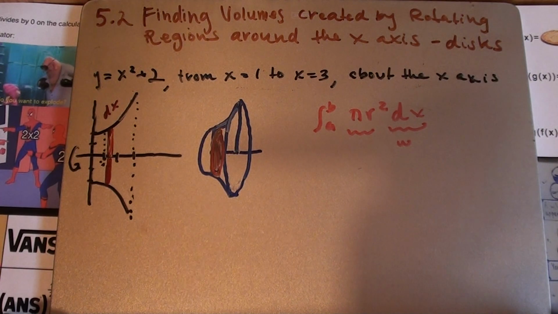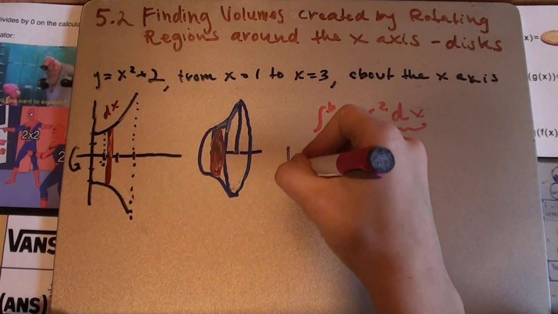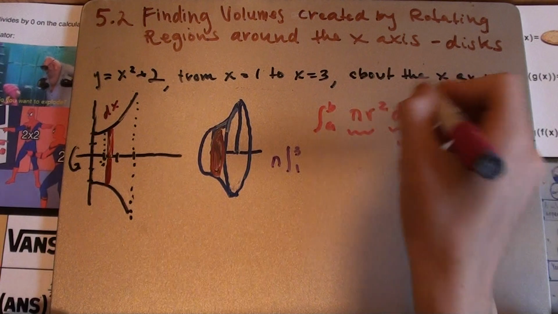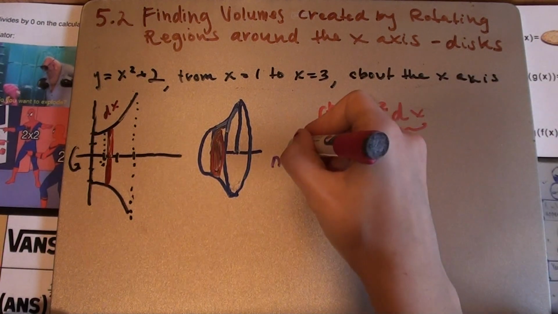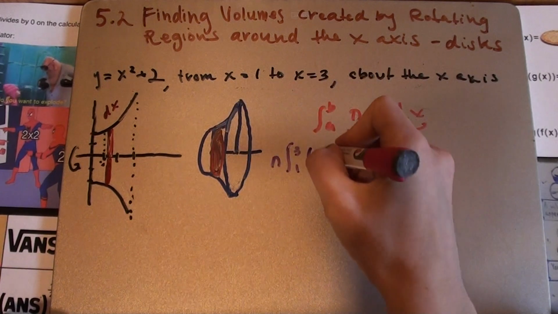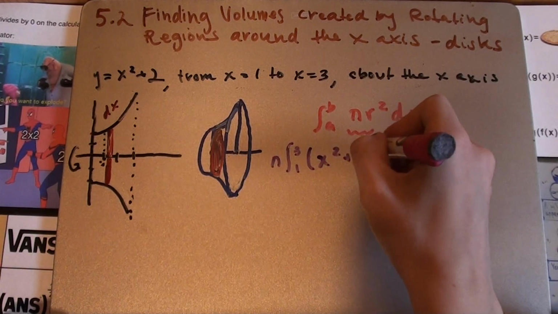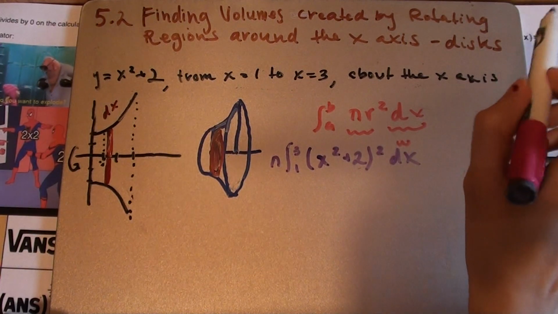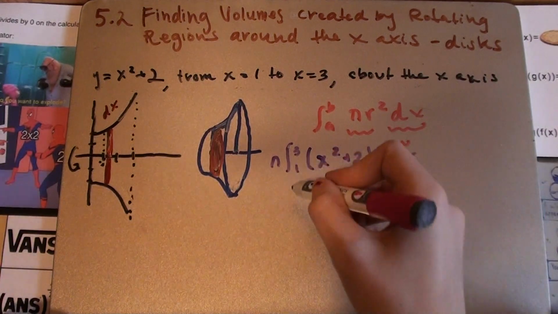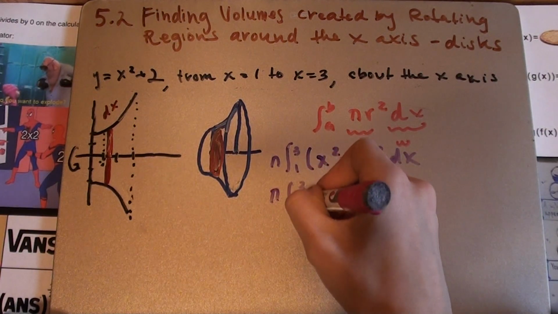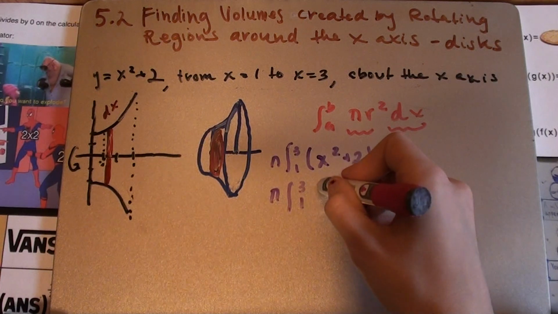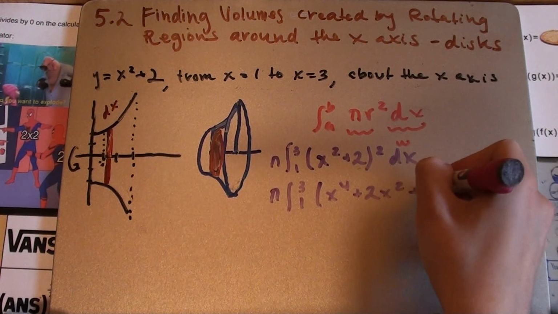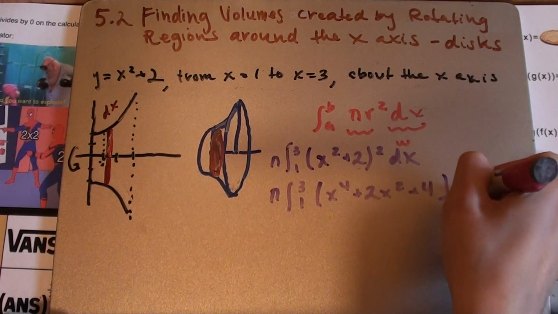Knowing that, we can rewrite our integral as, from the bounds 1 to 3, of pi. I'm going to pull my pi out because it's just a constant, and we're going to plug our radius in, which is our function, x squared plus 2, squared dx. Now that we have our integral written out, we can solve. This is the same as pi times the integral from 1 to 3 of x to the 4th plus 2x squared plus 4, once you FOIL everything out.